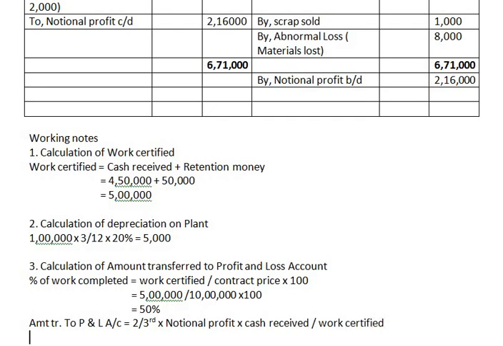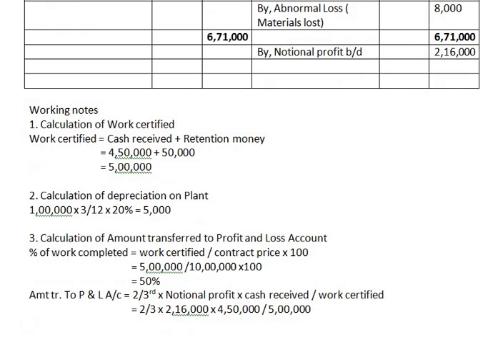Okay, next line, which equals 2/3 into notional profit 2,16,000 into cash received 4,50,000, which is given in the problem, divided by work certified as 5 lakh rupees, which equals 1,29,600. So this much amount will be transferred to profit and loss account.